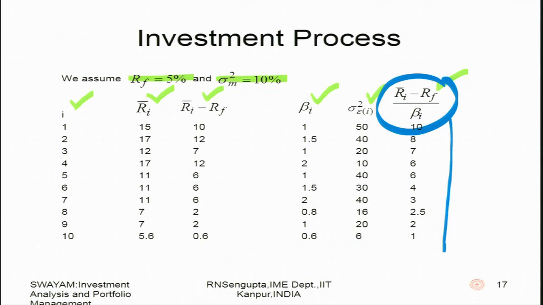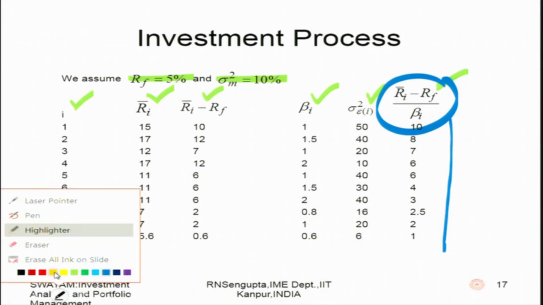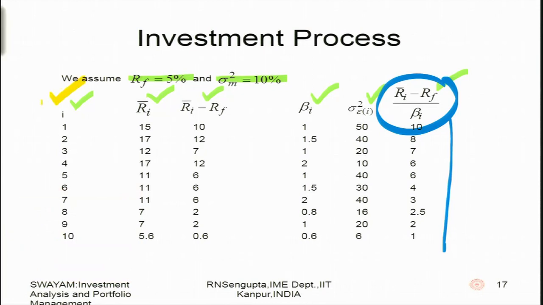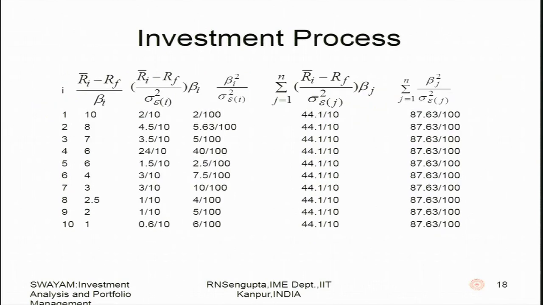So, once you have done that, we will come back and utilize the first column and the last column, which I tick marked in light orange, and we will utilize that for the next slide, which is the 18th slide. So, this is I, this is excess return with respect to beta. So, I have excess return divided by sigma square into beta, beta square by sigma, and then I add up. So, the second last column and the last column I am marking in green.